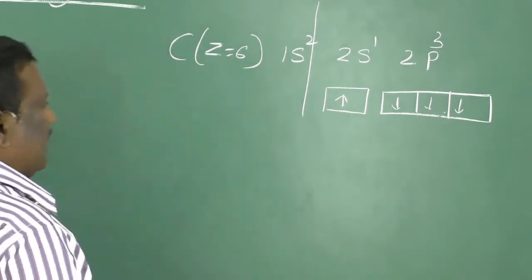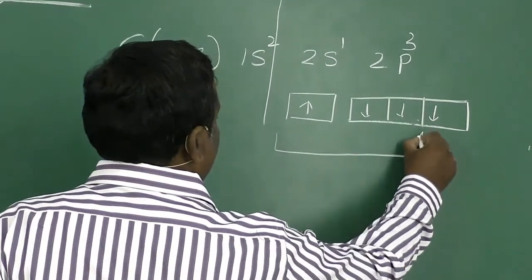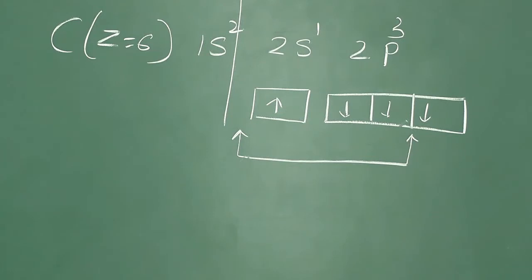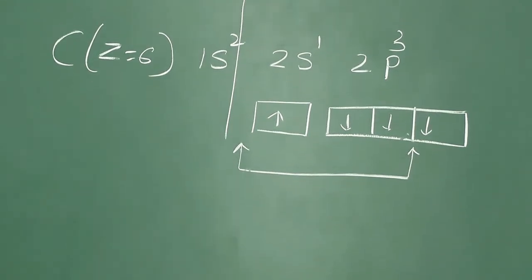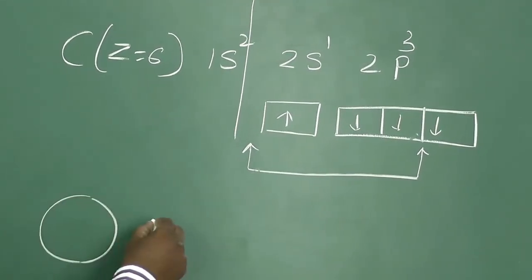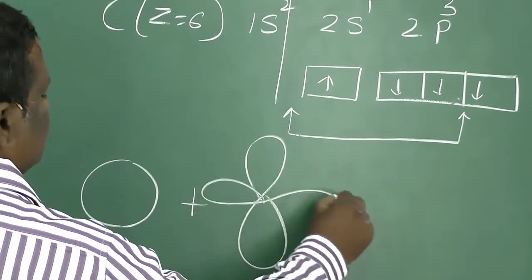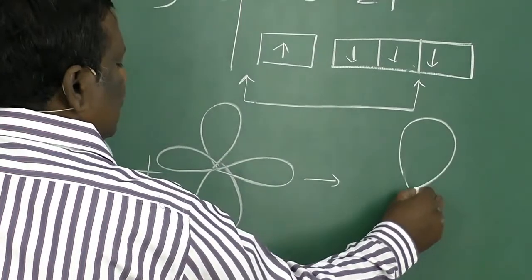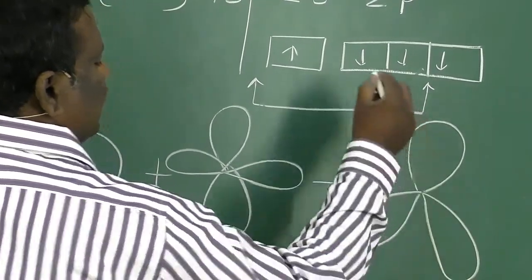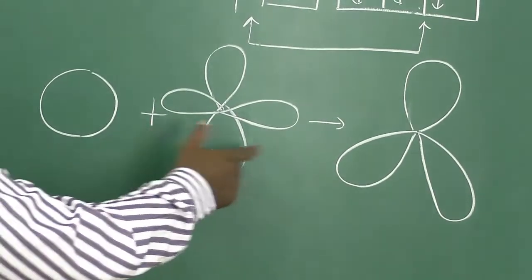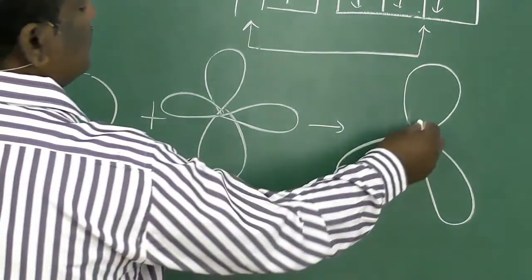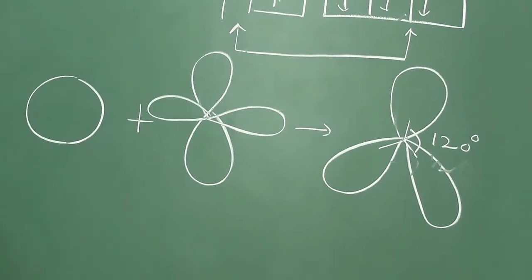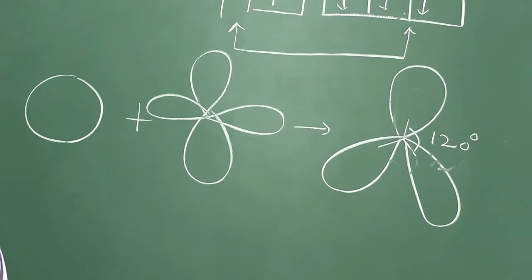So here, in Sp2 hybridization, only 1 2s orbital and 2 2p orbitals are mixed together to form 3 identical hybrid orbitals. Because only 3 orbitals take part, 3 orbitals are formed. These 3 orbitals are in planar trigonal shape with bond angle 120 degrees. That means they are in one plane.